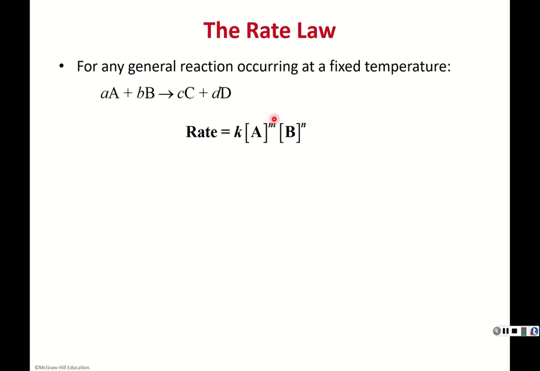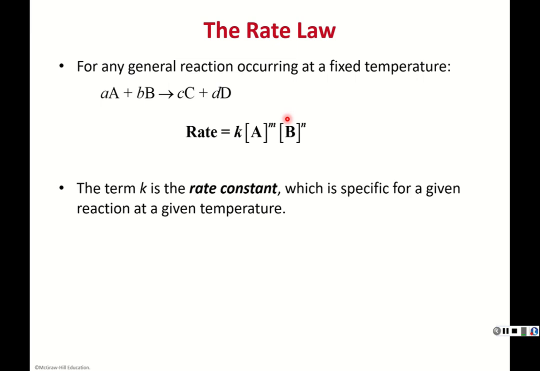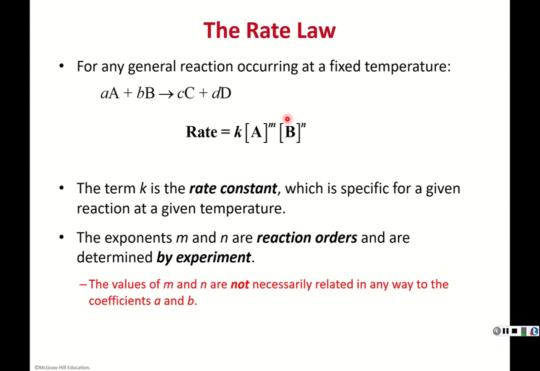M and N have to be experimentally determined. K again is the rate constant, which is specific for a given reaction at a given temperature, so it is temperature dependent. The exponents M and N are reaction orders. That's where the different orders of reaction come from, and again, they have to be determined by experiment.